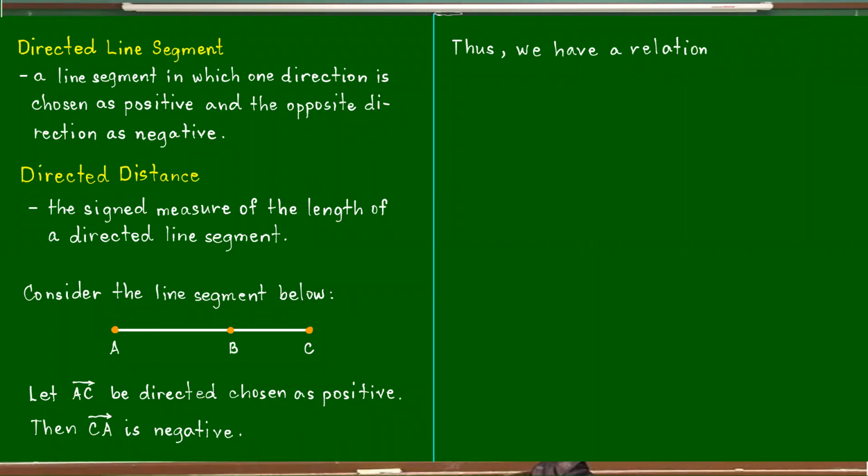So from this figure, we can have the following relations. One is that the directed line segment AC, because that is chosen as positive, is equal to the negative of directed line segment CA. Alternatively, we can write this as directed line segment AC plus directed segment CA is equal to 0.